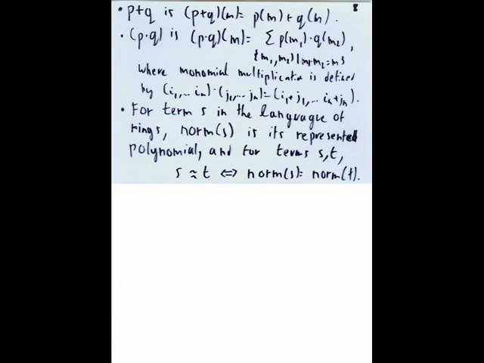Also, the big idea is that we're working in a logic system. So we cannot just talk about polynomials straight up. We have to look at the polynomial that the term represents. So for a term S in the language of rings, norm of S is its represented polynomial, and for terms S and T, we say that S is equivalent to T if and only if the norm of S equals norm of T. So this just means that the polynomials that are represented by the terms are identical.